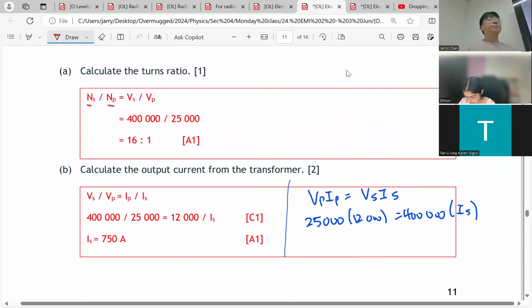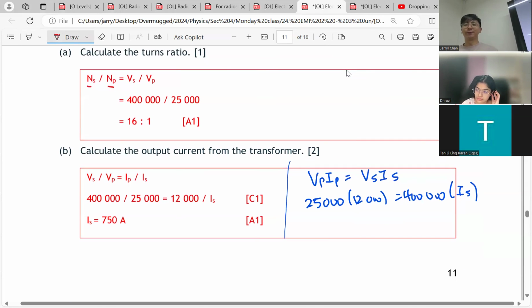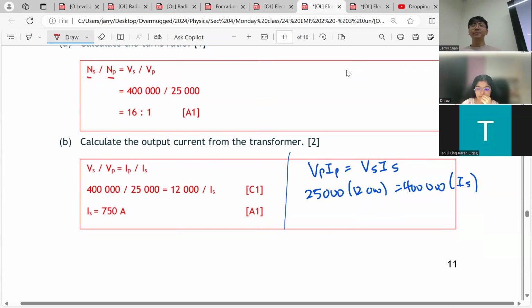If you use Vs over Vp equals Ip over Is, I am a bit scared that you will turn it around the wrong way. If you stick to this and manipulate it, I feel it's safer. So I recommend you use the blue color words: power at the primary equals power at the secondary, because we are assuming an ideal transformer. Therefore the answer is Is equals 750 amperes. You good?